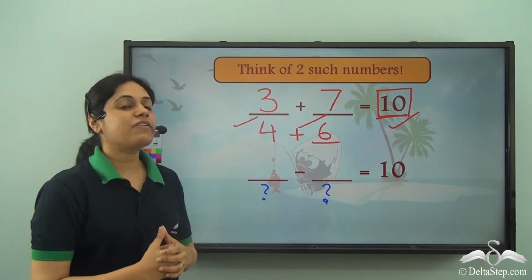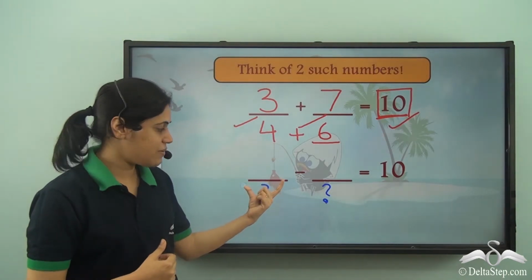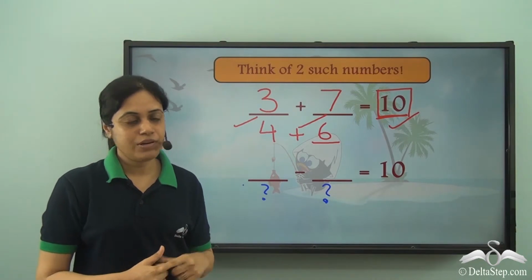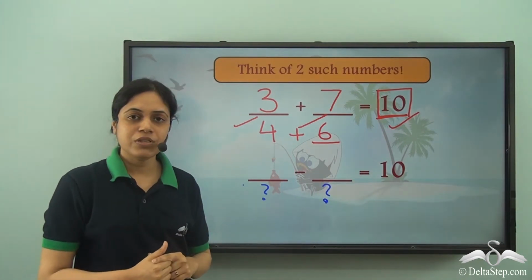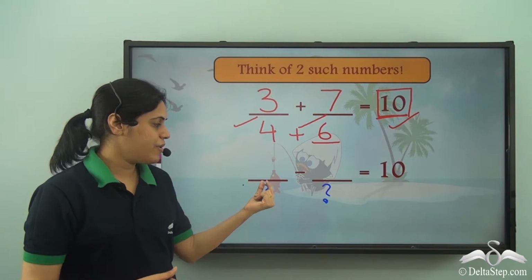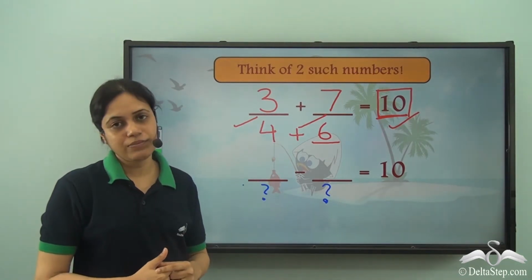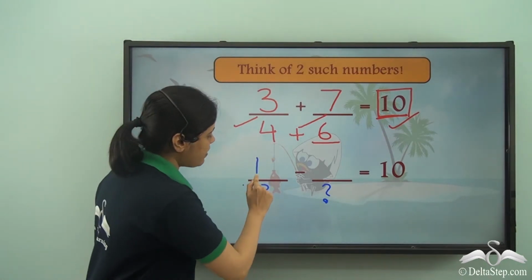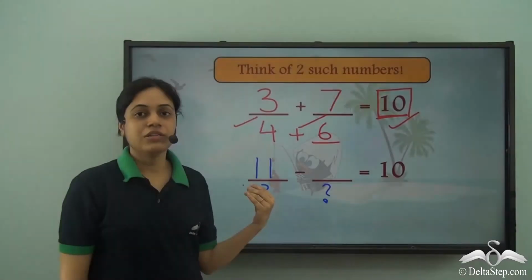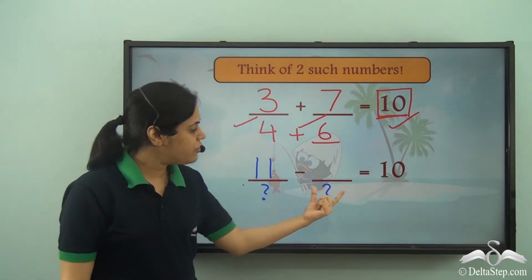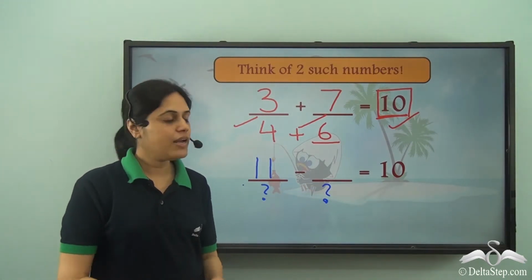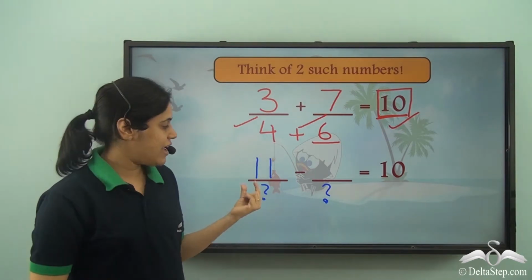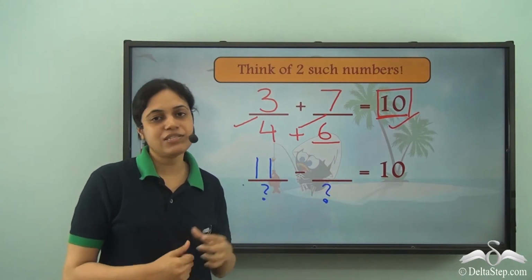We know that when we subtract, the first number is the biggest number. It is bigger than 10. So I need to find a number which is bigger than 10 over here. Take any number, say 11. So if I take 11 here, this becomes a problem with just one missing number. So how do I find this number? 11 minus 10 will give me this number.